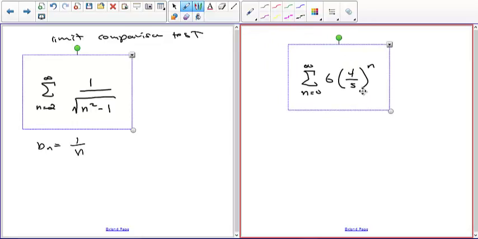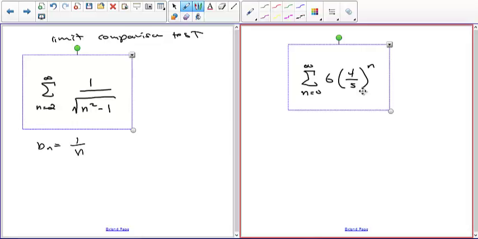So, Seth, what kind of series is this? Do you have your sheet? Yes, yeah. So it's a geometric series. You have r to the n. So in this case, r is less than 1.